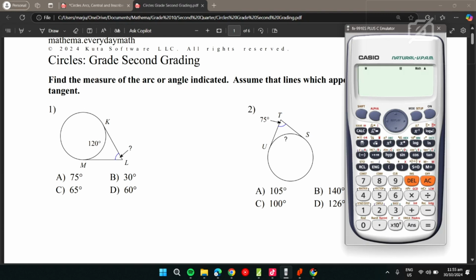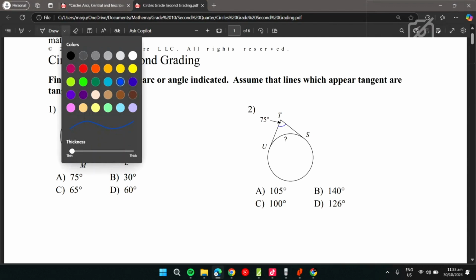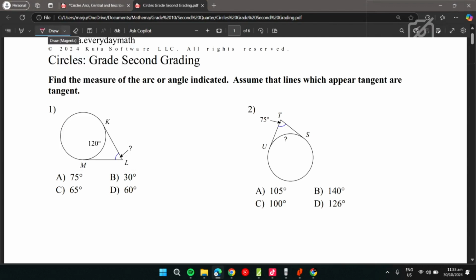Pag meron kang intersecting tangent outside the circle, ang measurement ng angle na na-form will be what? Let me just draw. Kung meron kang circle dyan, ito. Tapos, merong intersecting tangent outside the circle. Example, ito. And then, ito. Ang measurement ng angle na na-form, ito. Ang measurement ng angle na yan is 1/2 of the measured.